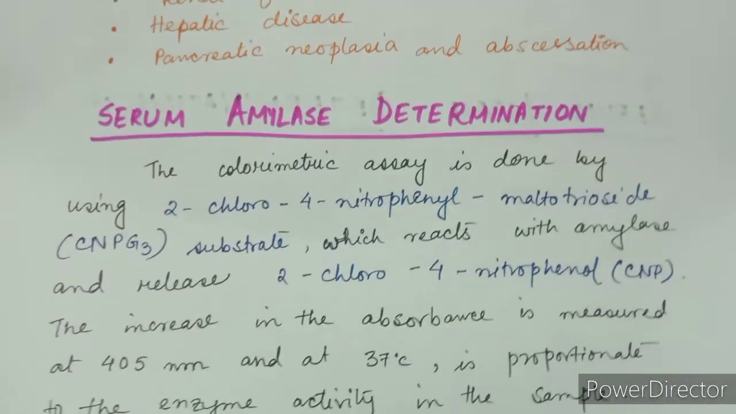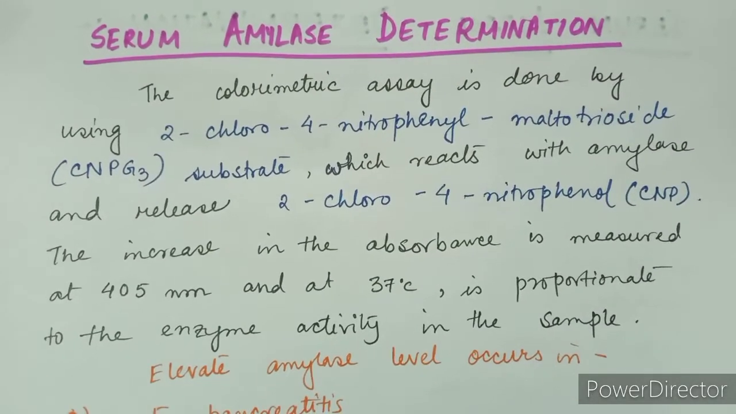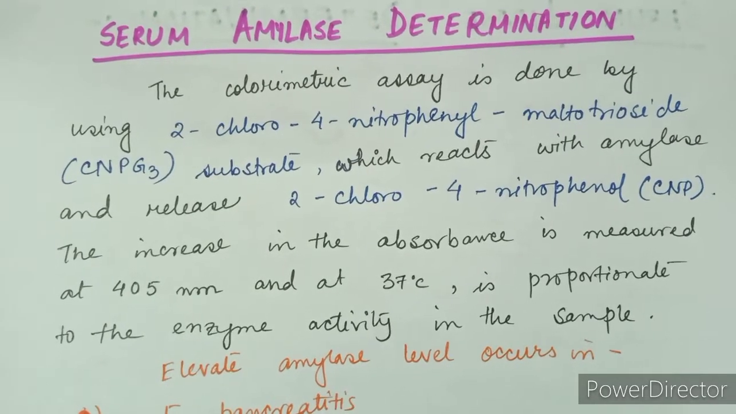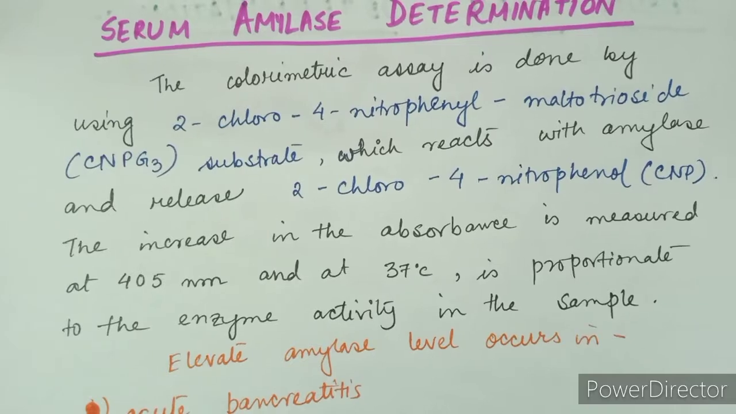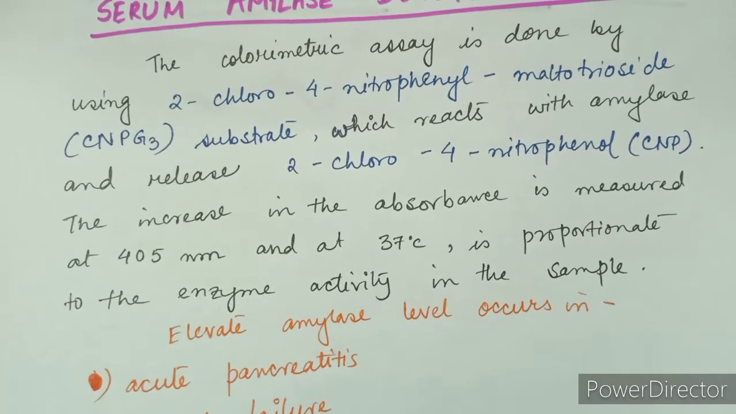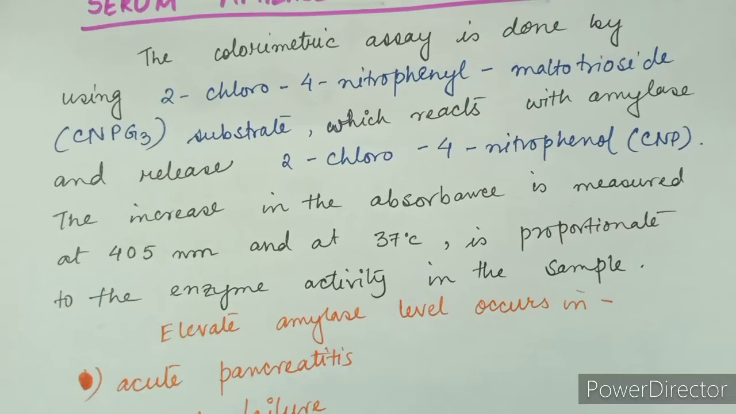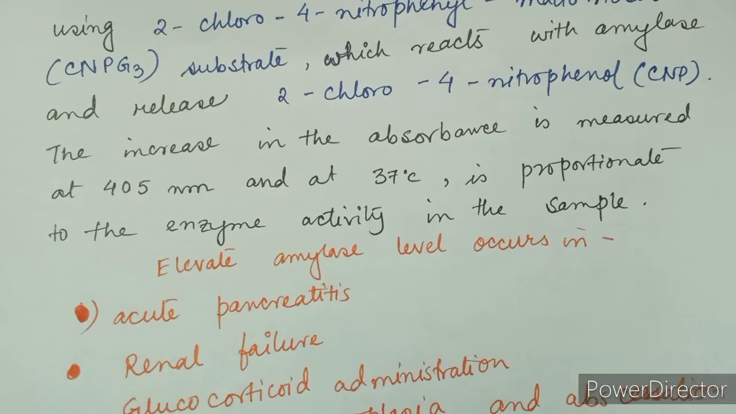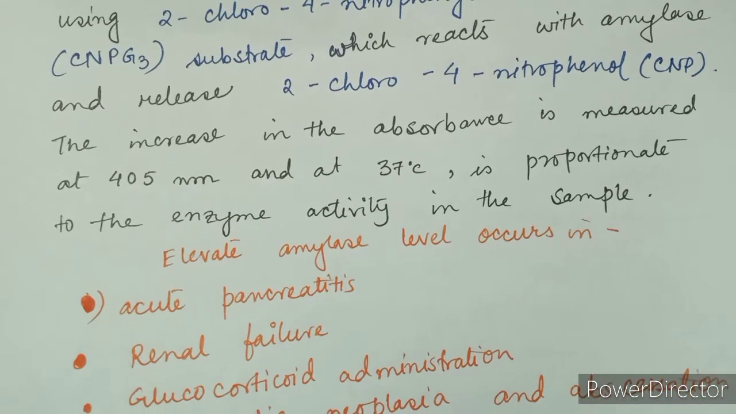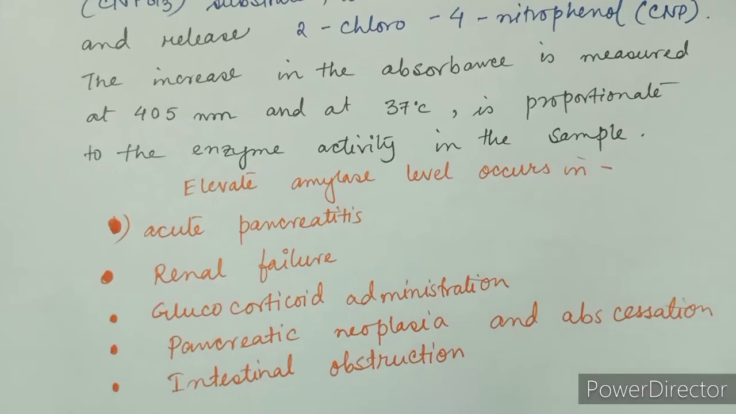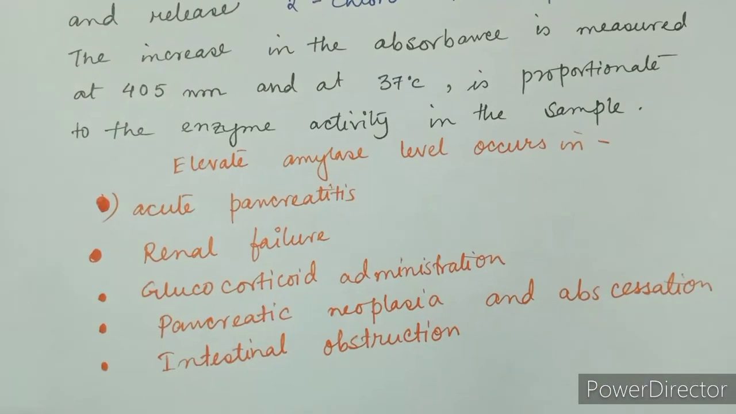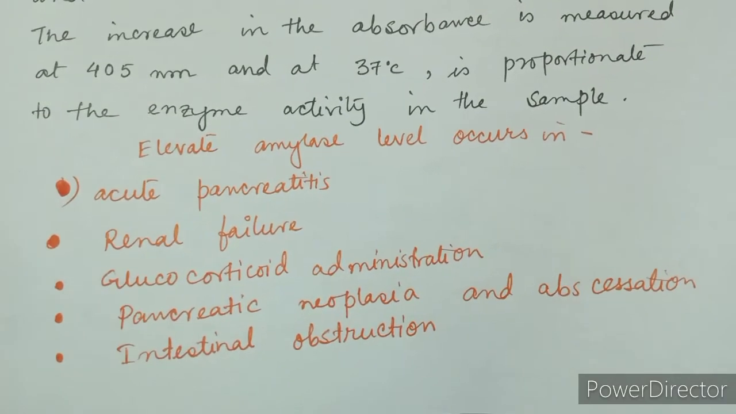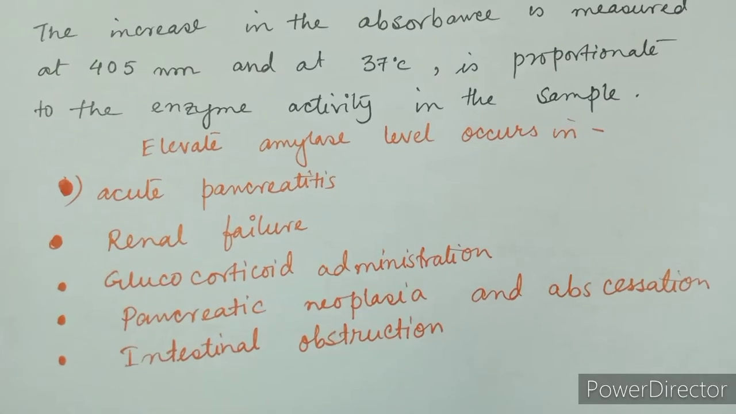Then serum amylase determination. The colorimetric assay is done by using 2-chloro-4-nitrophenyl maltotrioside, CNP-G3 substrate, which reacts with amylase and releases 2-chloro-4-nitrophenol, CNP. The increase in the absorbance, measured at 405 nanometer and at 37 degrees Celsius, is proportionate to the enzyme activity in the sample. Elevated amylase level occurs in acute pancreatitis, renal failure, glucocorticoid administration, pancreatic neoplasia and abscession, intestinal obstruction.